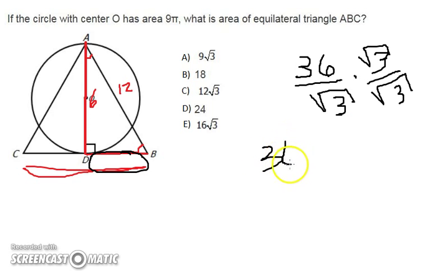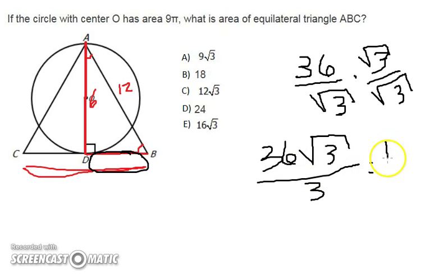So you end up with 36 times the square root of 3 over 3. And then 36 divided by 3 equals 12. So you have 12 times the square root of 3. Your answer is C.